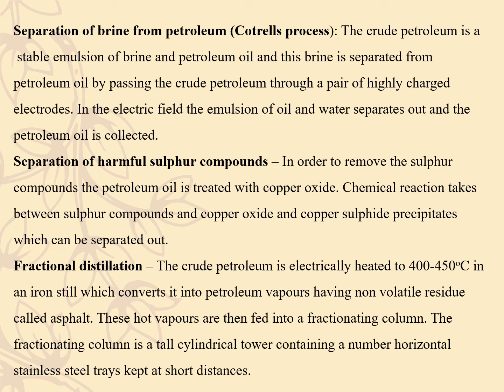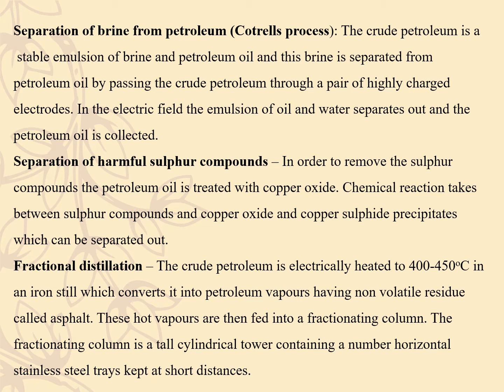Now we are moving on to the most important part, the third step, the fractional distillation. The crude petroleum is electrically heated to a temperature of 400 to 450 degrees centigrade in an iron still, which converts it into petroleum vapors, leaving a non-volatile residue called asphalt. These hot vapors are then fed into the fractionating column.